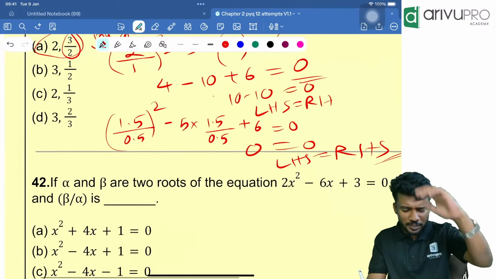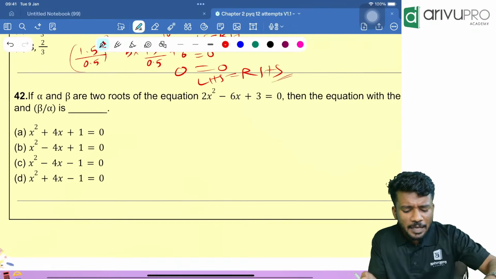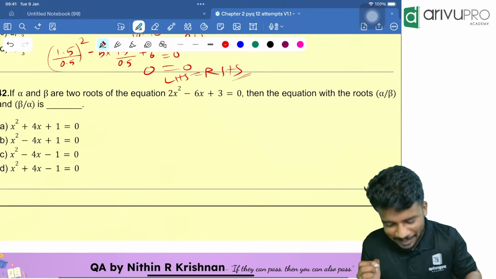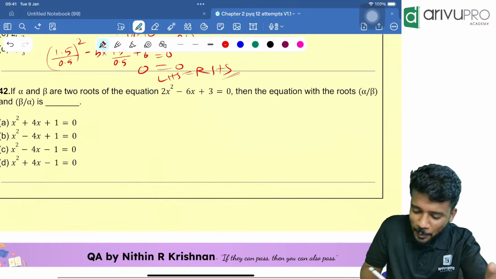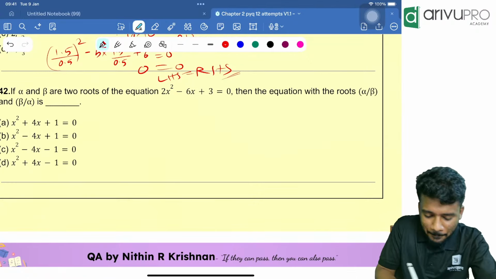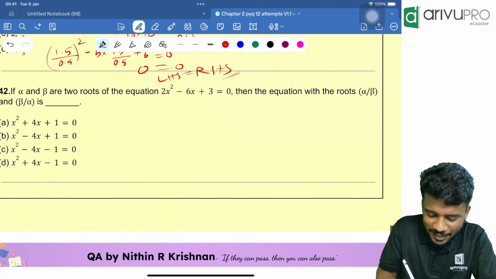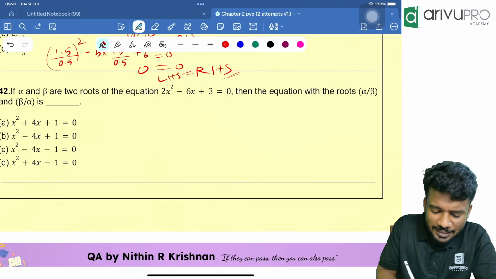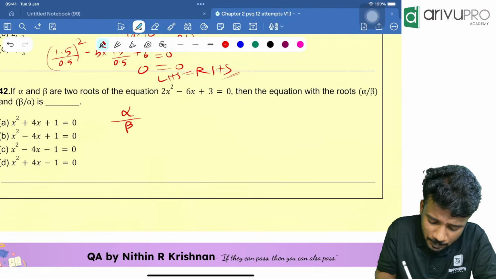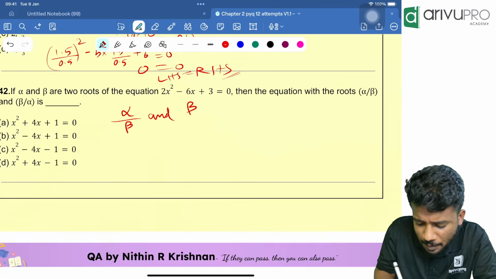And the final question, people. If alpha and beta are two roots of the equation 2x square minus 6x plus 3 is equal to 0, find the equation with the roots alpha by beta and beta by alpha. People, one of the easiest ways, we already did a similar question. They are telling the new equation is having roots what? Alpha by beta and beta by alpha.